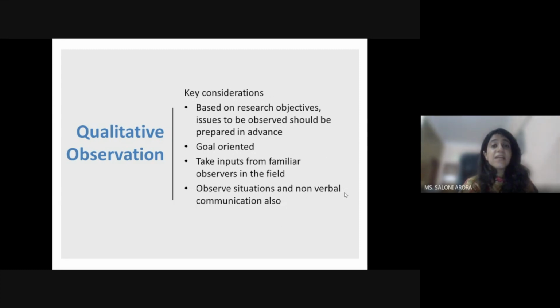Then, it's very important to have a second opinion or to take inputs from those who are valued in the same field. So, if they are familiar observers, then it's always better to take their inputs. And lastly, don't aim at observing only what they're trying to say. Even focus on the non-verbal communication. Even focus on the kind of situation that they're in and their reaction towards that. So, keeping these considerations in mind, an effective qualitative observation can be used as a method.